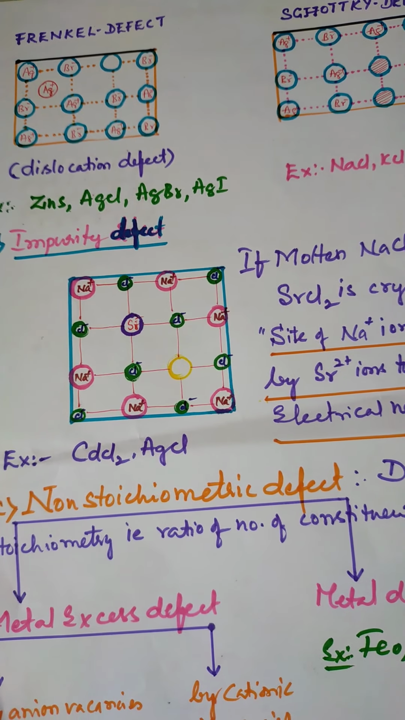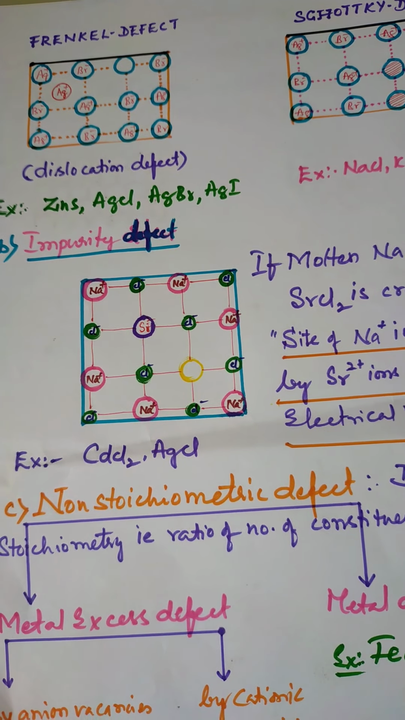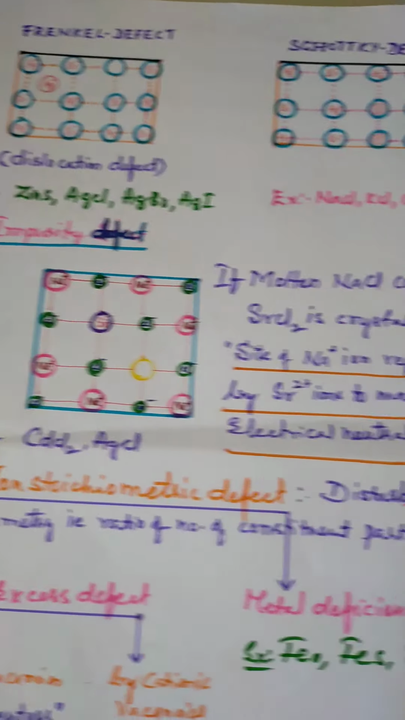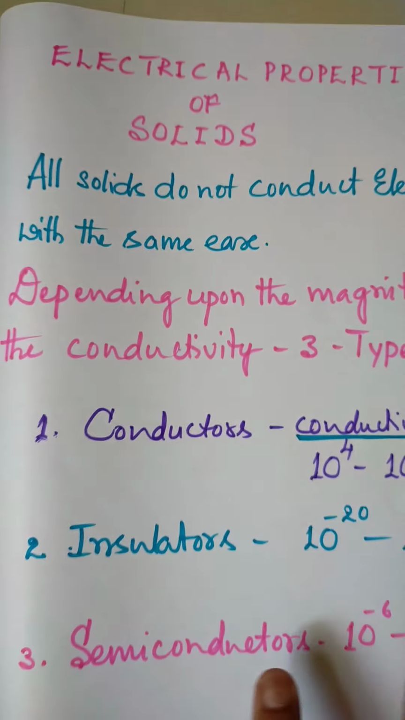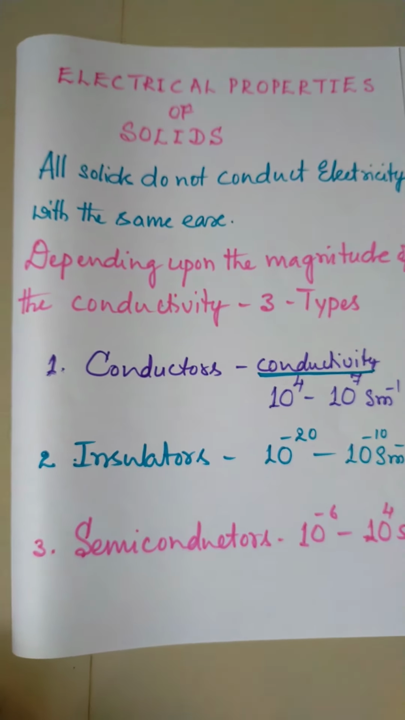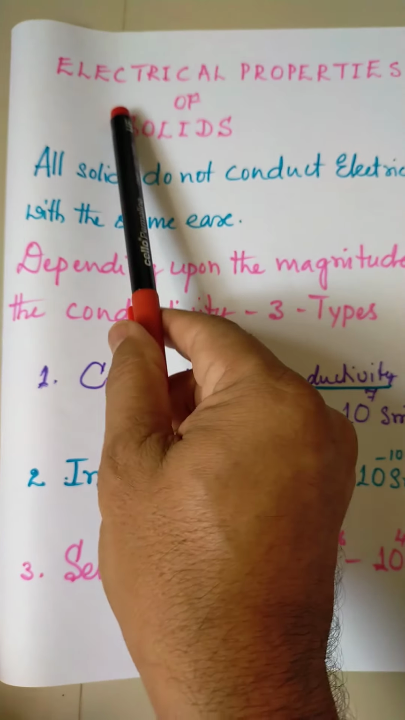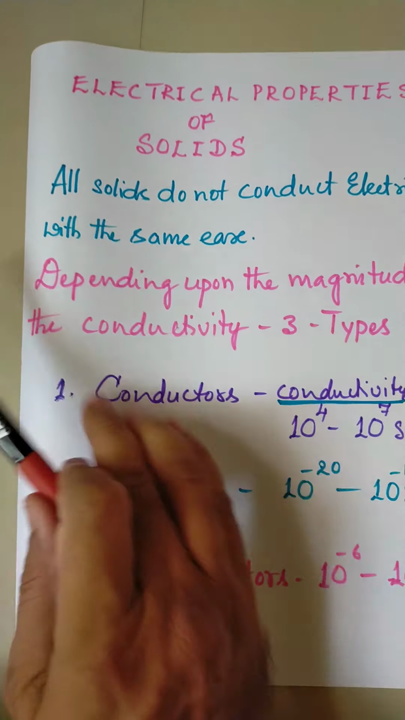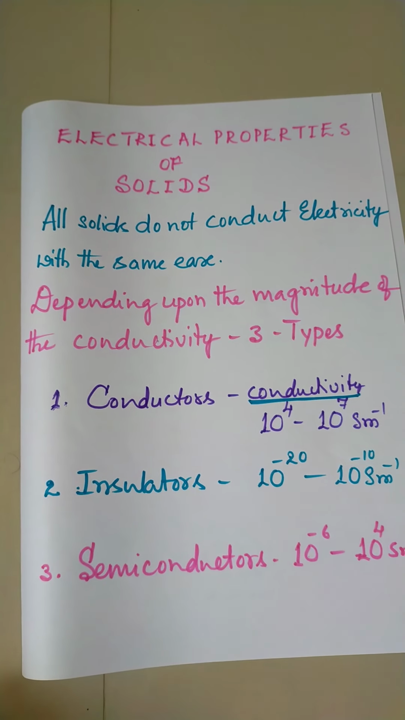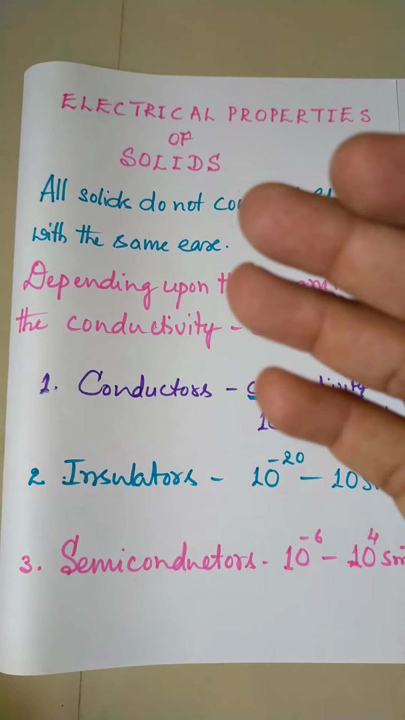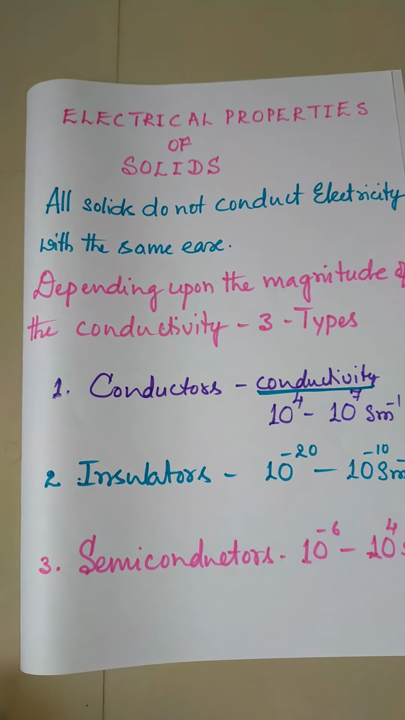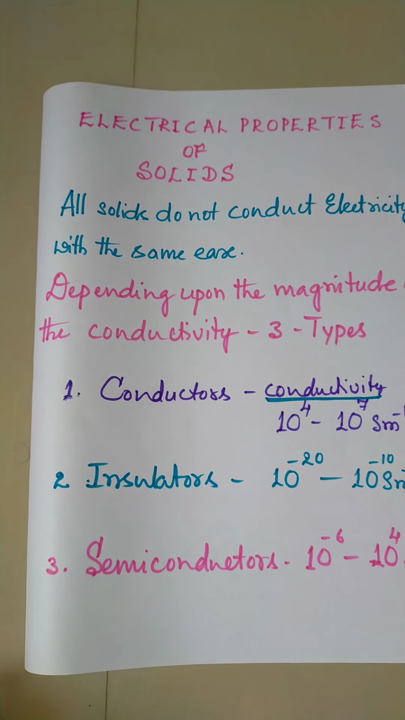of solids, electrical properties and magnetic properties of solids. It is also the last content. Just I come to the electrical properties of solids. Observe here, electrical property in the sense of conductivity. First it comes under conductivity. All the solids do not conduct electricity in the same easy way. The conductivity means passing of electrons, passing of charge through the different electrons, depending upon the magnitude of the conductivity.